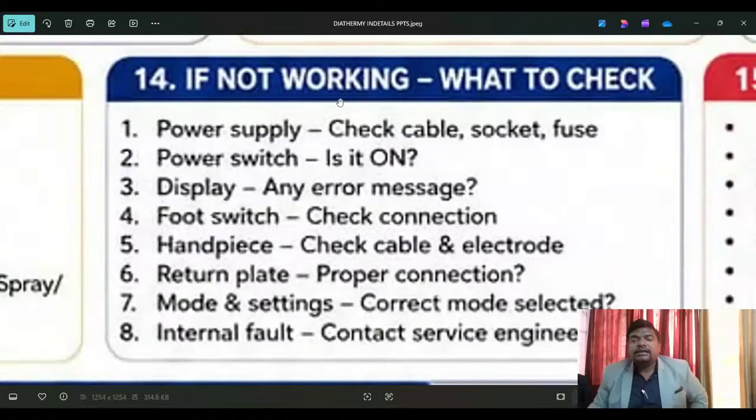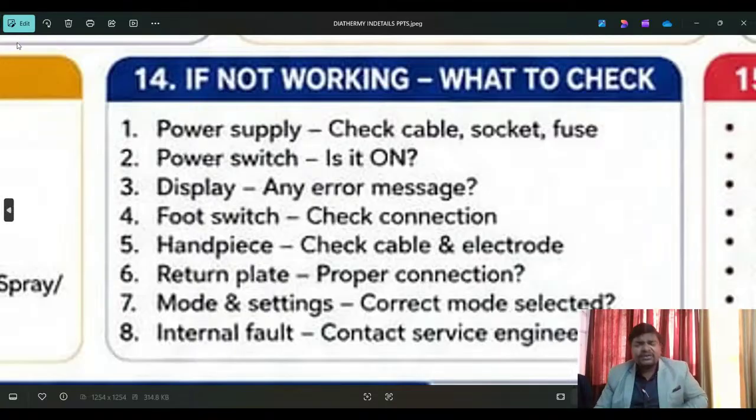Okay, right. Now come to the point. If equipment is not working, what to do? Okay, first of all, as a biomedical engineer, check the power supply: cable, socket, fuse. Second point is power switch: is it on or not? Next, does the display show any error message or not? You have to check it first of all. Next, foot switch: check connections. Handpiece: check cable and electrode. And return plate: proper connections. And mode and settings: correct mode selected. And internal fault: contact service engineer.